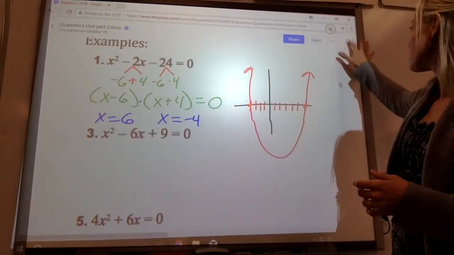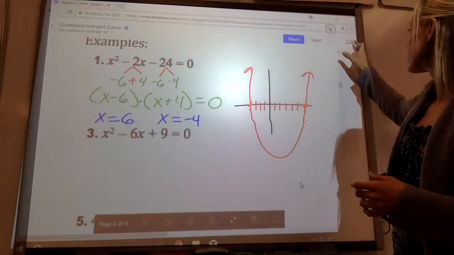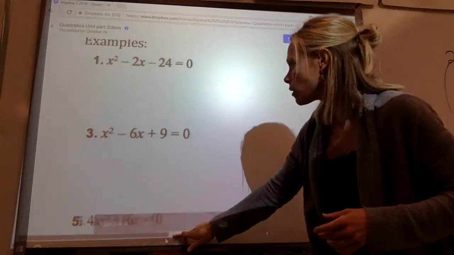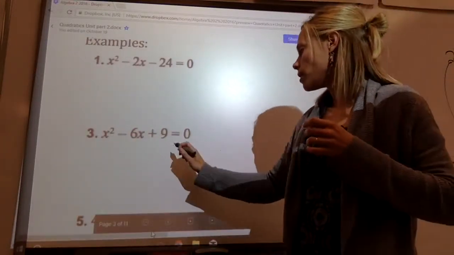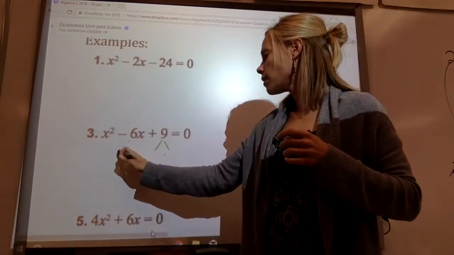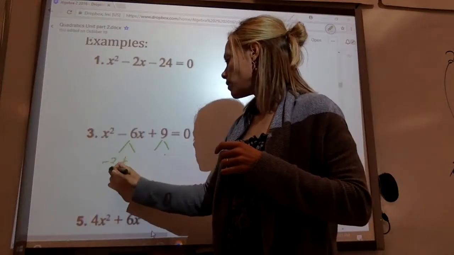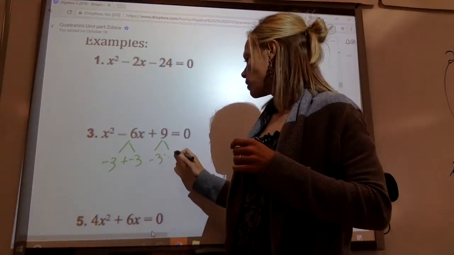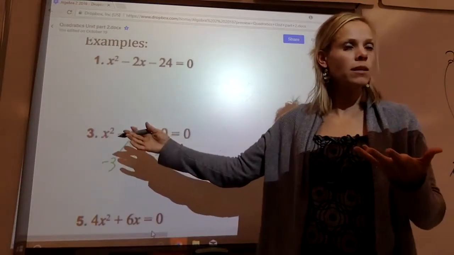Okay, so let's do some more examples. Let's just do the one below it. I like that one. What do I multiply equals 9, but add equals negative 6? Negative 3 and negative 3. Very good. Because negative times negative is positive. Negative plus negative is negative 6.